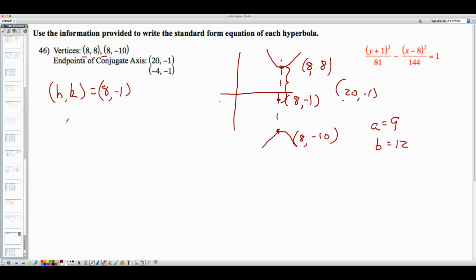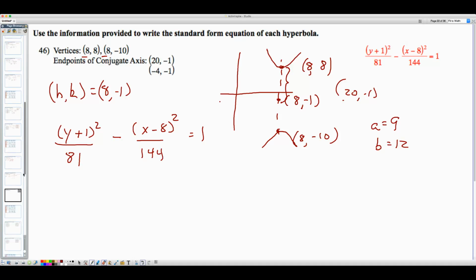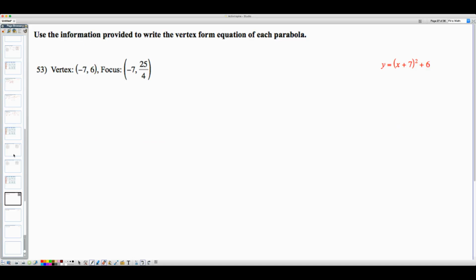And so I can write this equation as, since it's opening up and down, I'm going to start with the y minus a negative 1 squared, and I'm going to have a minus the x minus 8 squared, and it's got to equal 1. The question is, what is my a value, which is 9, so this is 81, and my b value is 12, so this is 144. And let's see if I have any more questions. I have a few more examples to go through.